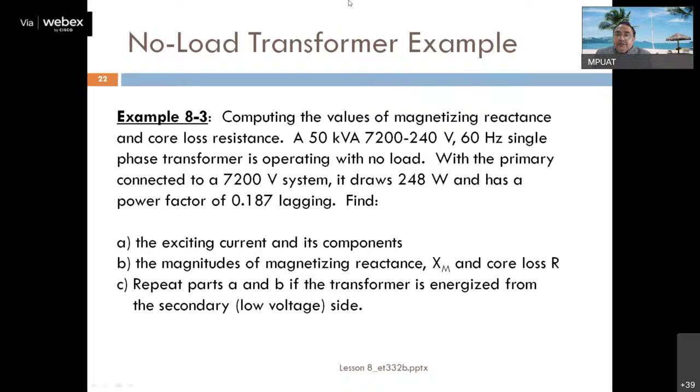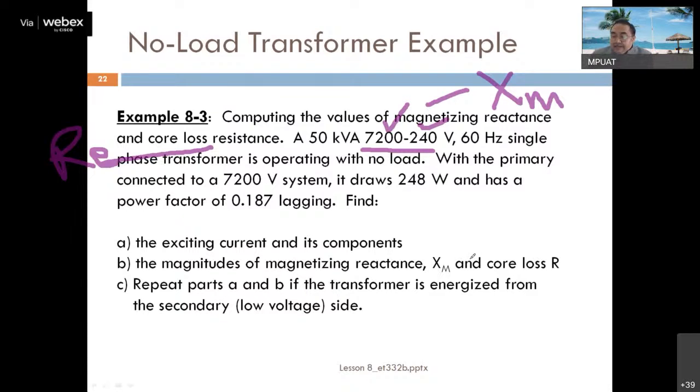What we have to calculate? XM, and we have to calculate RC. Okay, what is given? A 50 kVA, so this is the rating of the transformer. How much is it? 50,000 volt ampere or 50 kVA. What is the voltage rating? 7200 volt by 240. So this is the primary voltage and this is your secondary voltage.